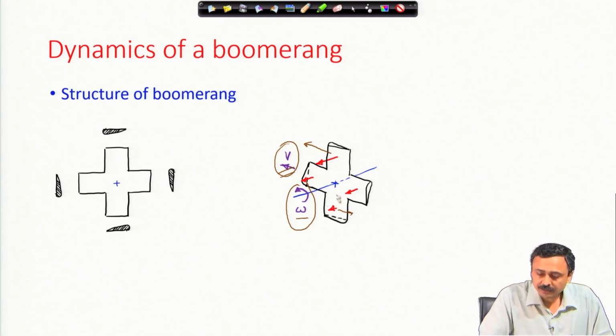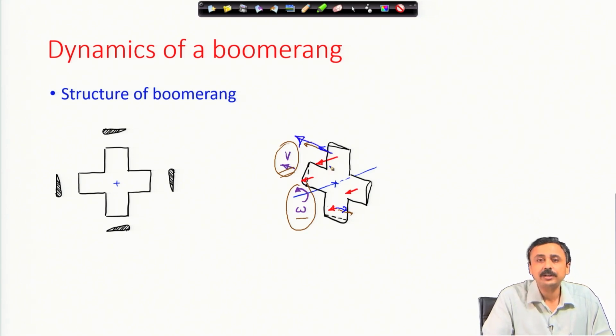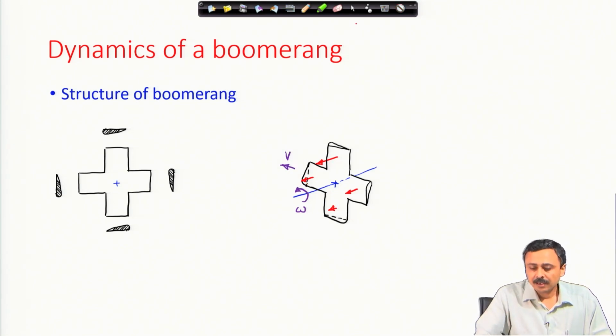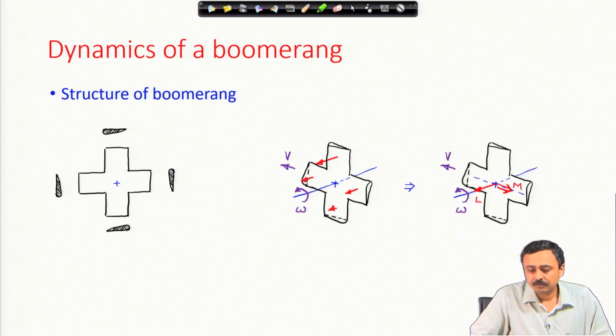Because of spin they generate these 2 velocities, and because of the throw this gets reinforced, and that has a higher velocity with respect to the air. Therefore, the lift is higher, whereas the lift in the lower arm is smaller. The other 2 arms, the horizontal arms, will generate similar lift. Now, what happens because of this? There is an overall lift, and in addition there is a moment, as I have shown you.